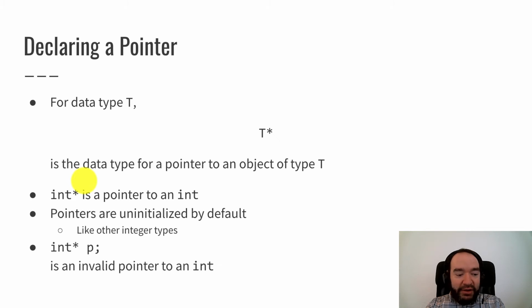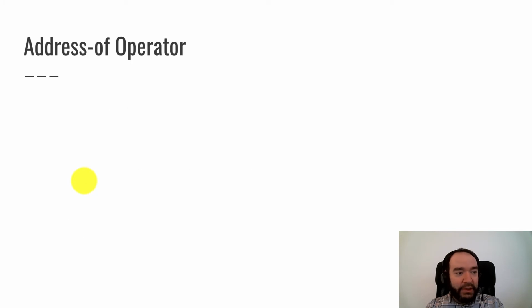Therefore, in this code here, int star p declares a pointer called p that could hold the location of an int, but p is uninitialized, and so most likely p is invalid at this point in the code, because when you have an uninitialized variable, it holds an unpredictable value, you might say a random value, and there's a very slim chance that that happens to be a valid pointer.